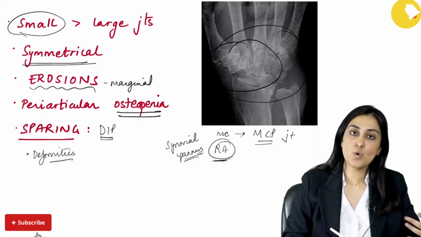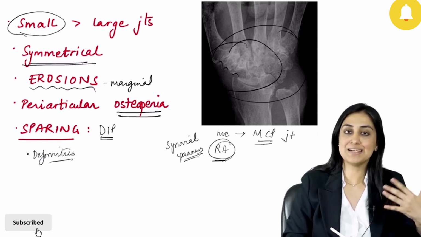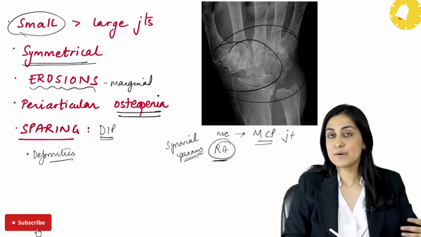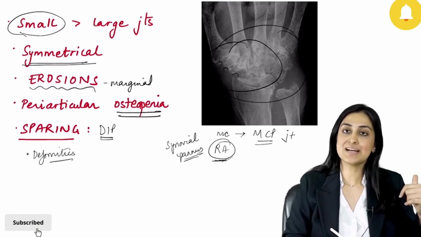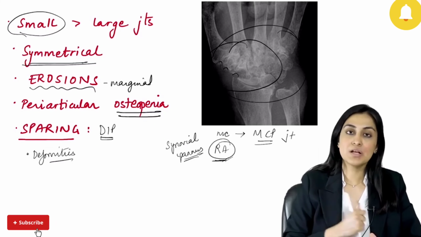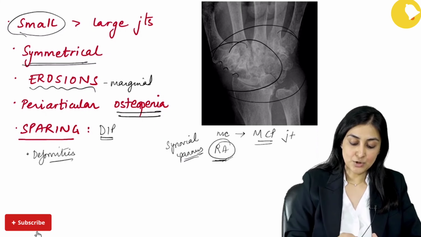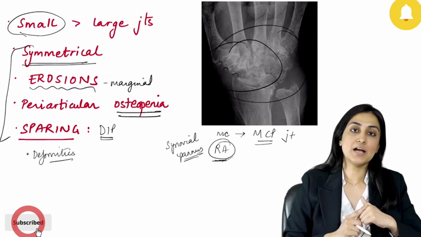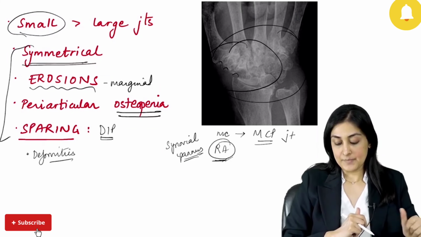So deformities such as swan neck, boutonniere deformity, Z deformity, all of these will be seen. Hitchhiker's thumb, windswept deformity. So these are all the terms that we study in medicine which are associated with rheumatoid arthritis in the later stages. So radiological hallmark: symmetrical, marginal erosions, periarticular osteopenia.